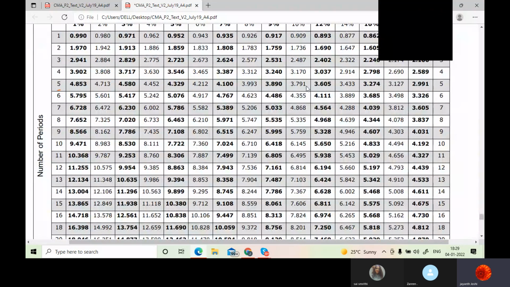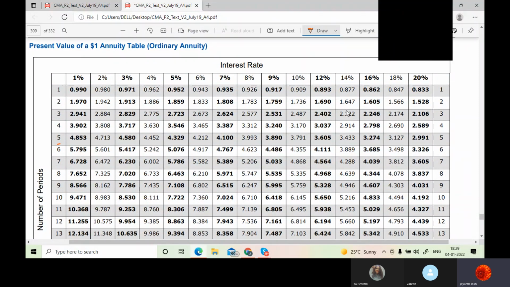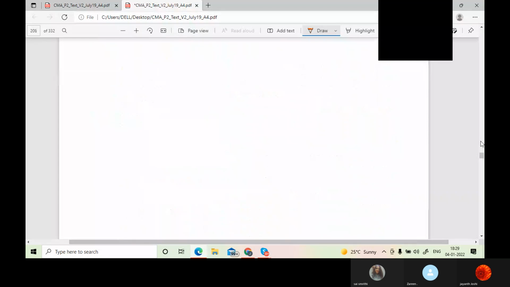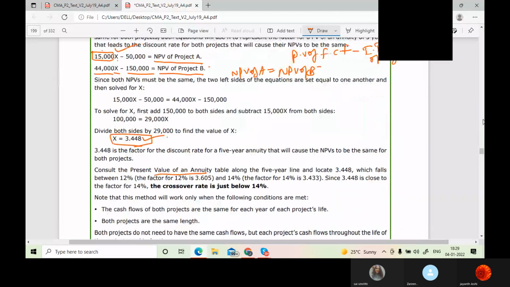Fifth year, 3.4, 3.44827. It is not coming exactly, but it is coming near to 14%. So yeah, that is your crossover rate. Fine. Just finish it off.